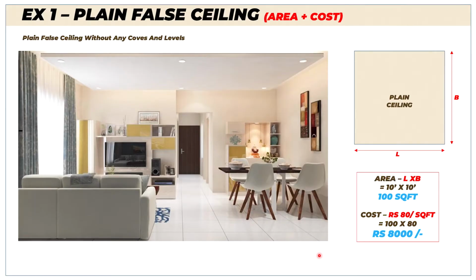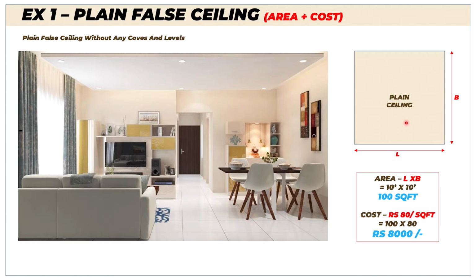So let's start with the area calculation and cost calculation. So I'll give you guys two examples. One is plain fall ceiling and another one is periphery ceiling. So as you can see here on this slide, this is an example of plain fall ceiling. Now here you can see that this is just a plain ceiling. There is no cove, nothing, no levels. Okay, and if you'll see it in plan, this is how it looks. So this is the plain fall ceiling.